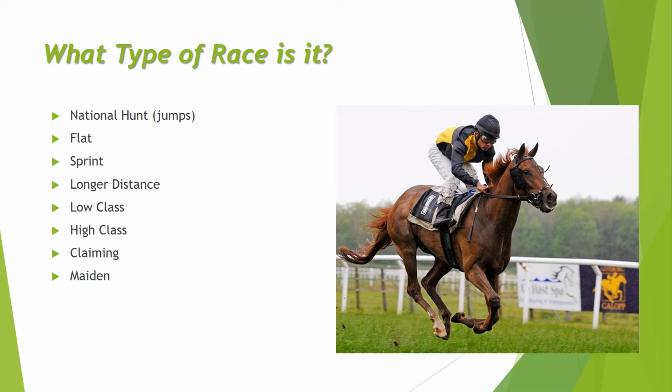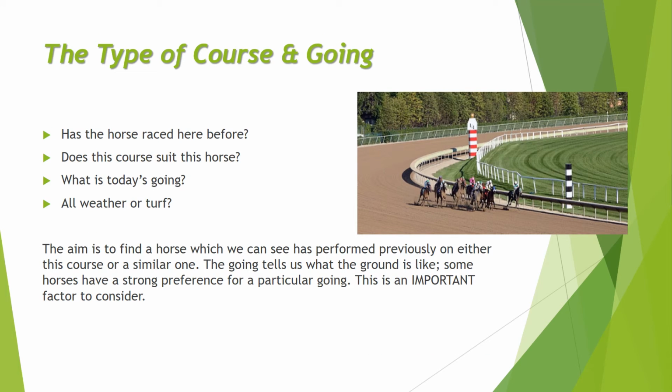So what do we need to ask ourselves when we look at a race card? We need to look at the type of course and the going. Okay, so we need to ask ourselves 4 questions. Has the horse raced here before? Some courses are very particular. Some courses are very sharp. Sometimes the horse runs anti-clockwise, sometimes clockwise. So we need to ask ourselves, has the horse raced here before? Of course, we can find all this on the race card.